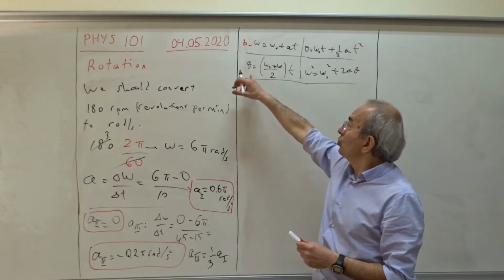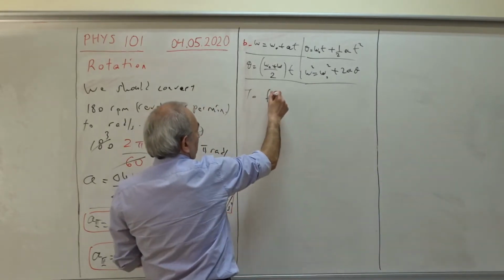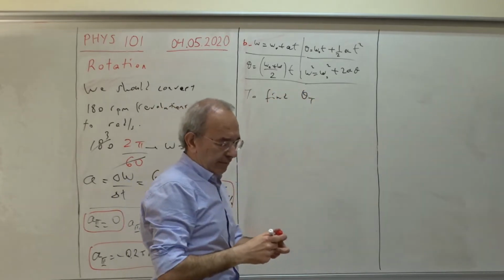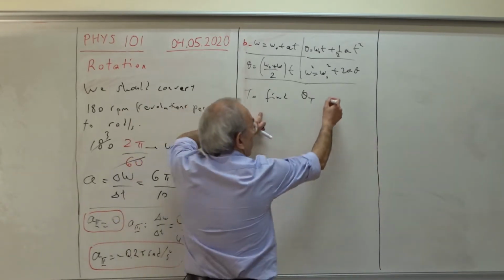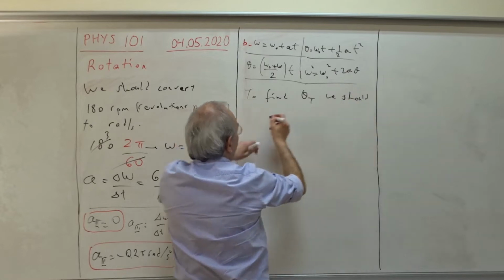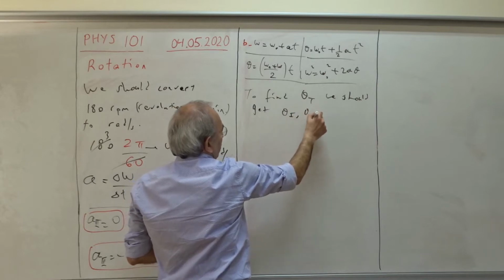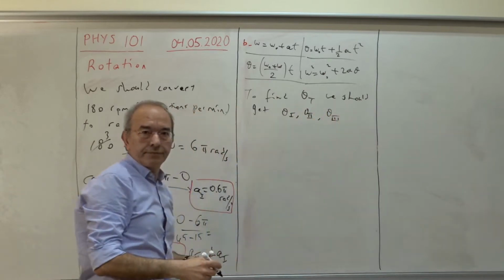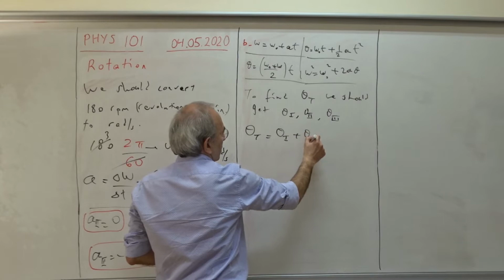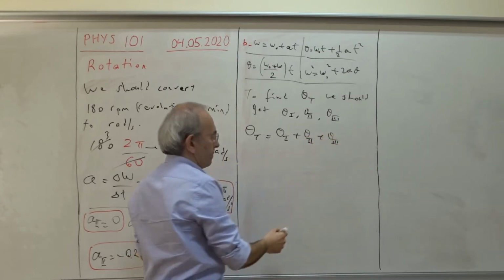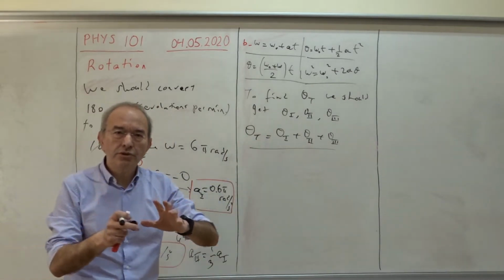Let's use number 2, for instance. Can we use it? Yes. To find theta total, we should find all three parts. We should get theta 1, theta 2, and theta 3. So theta total is the sum of these three parts. As we have seen, there are three parts: accelerating, constant speed, decelerating.